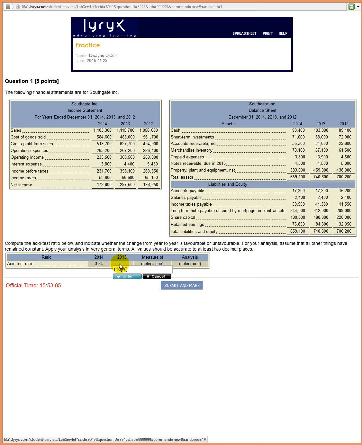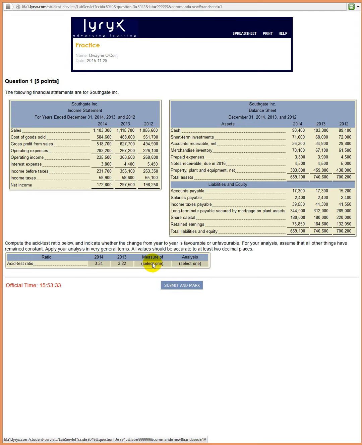For 2013, 103,300 in cash. I didn't get that quite right. Plus 68,000 in short-term investments, plus 34,800 in accounts receivable. Current liabilities: accounts payable, plus salaries payable, plus income taxes payable.